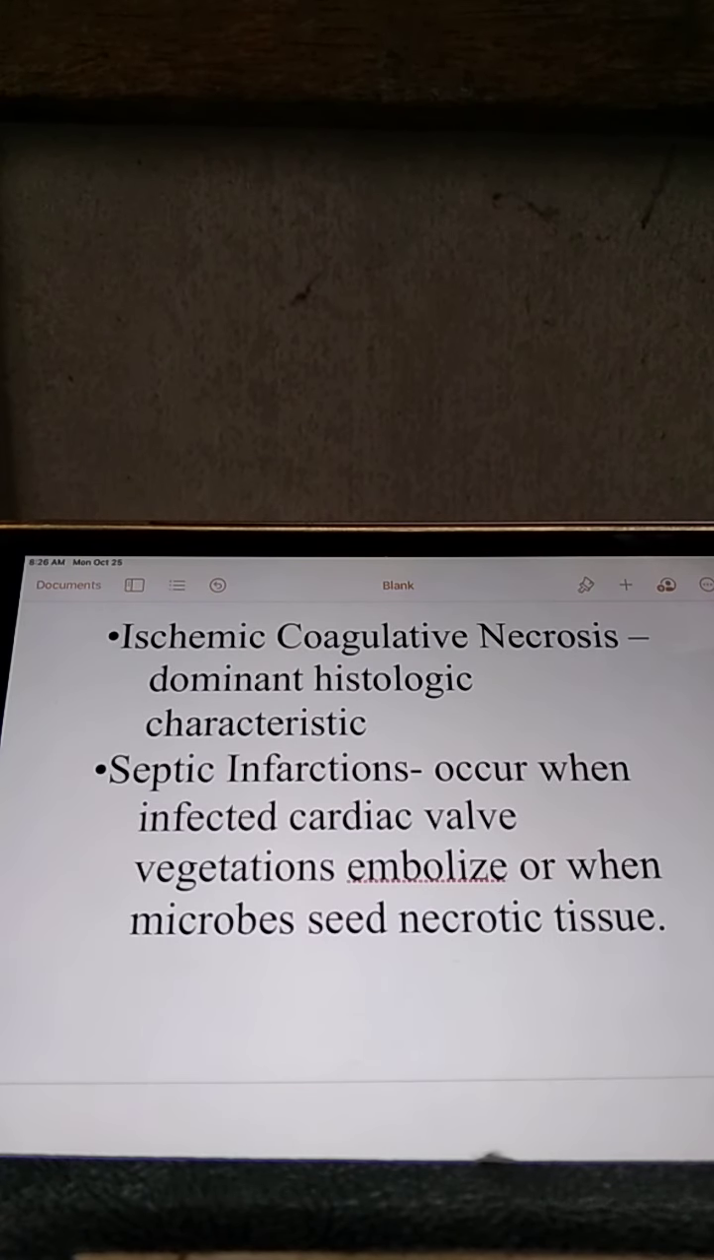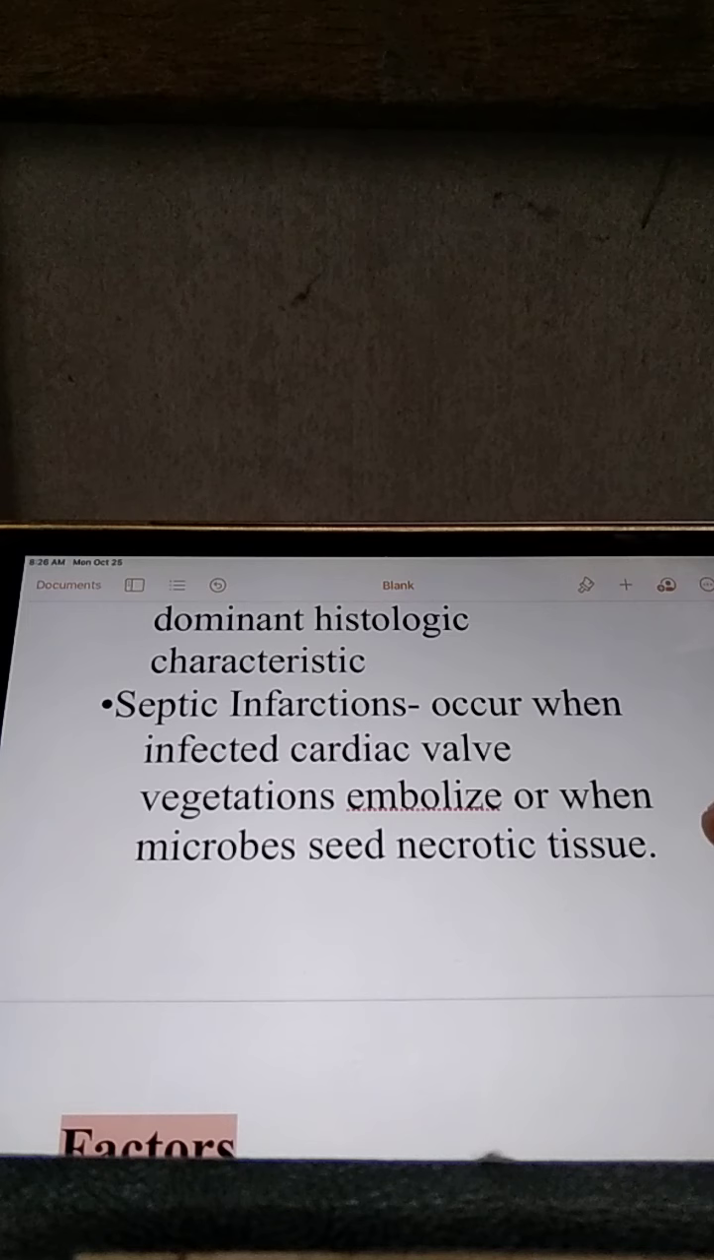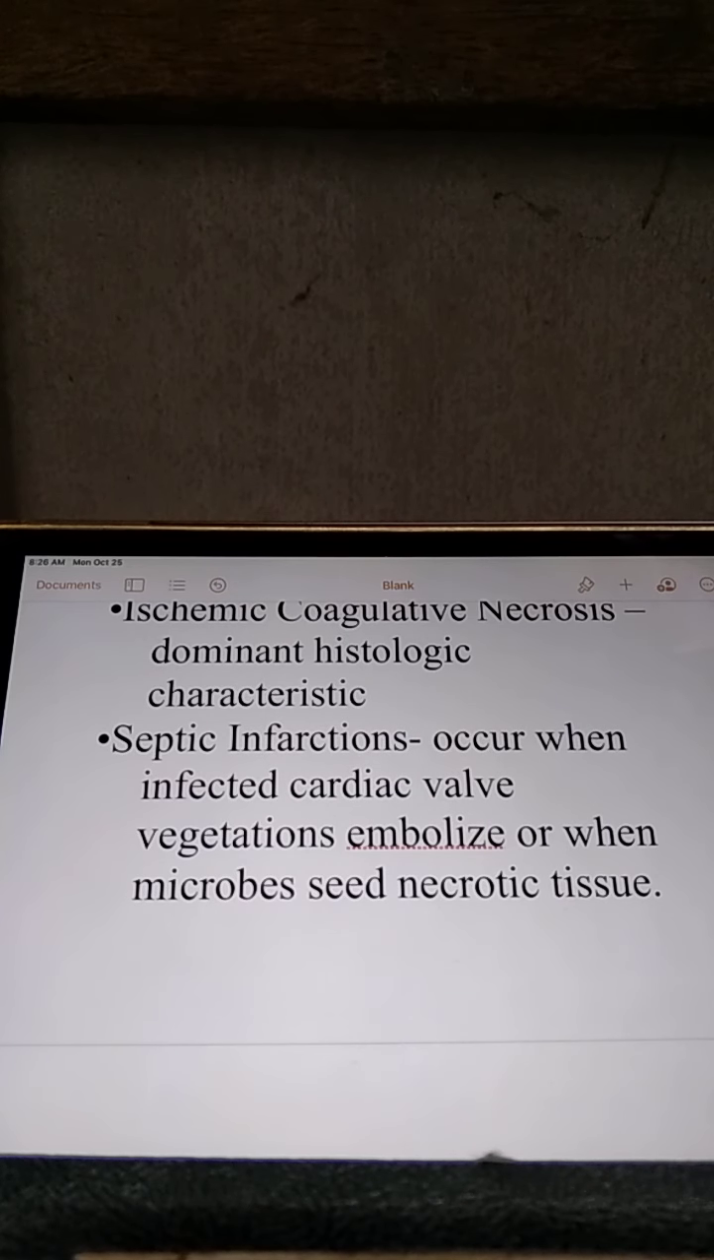Septic infarction occurs when infective cardiac valve vegetation embolizes or when microbes seed necrotic tissue. It is an area of necrosis resulting from vascular obstruction caused by emboli consisting of clumps of bacteria or infected material.